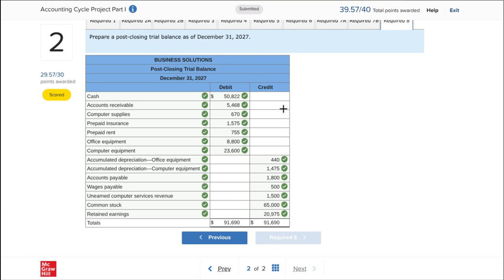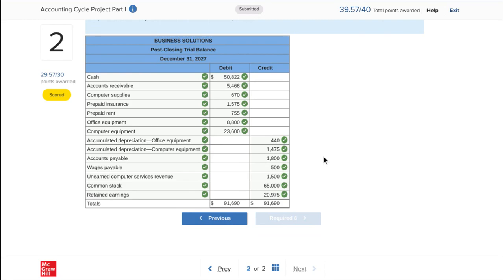This step makes sure that total debits equal total credits down here after the closing process, and ensures the accounting equation is still in balance. It also verifies that all temporary accounts were properly closed to retained earnings. It also establishes the beginning balances for the next accounting period.